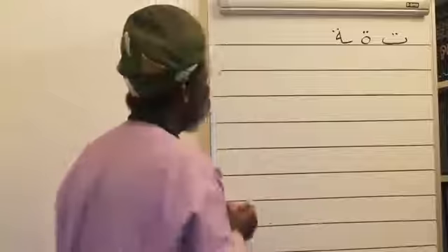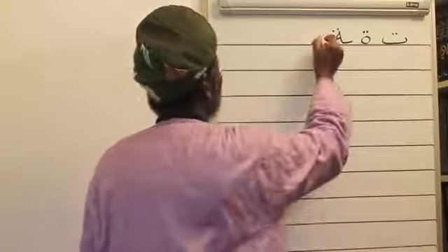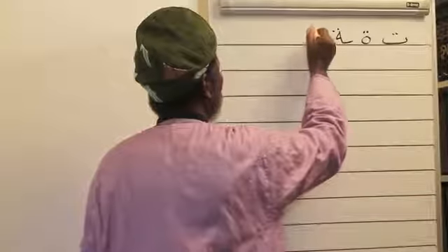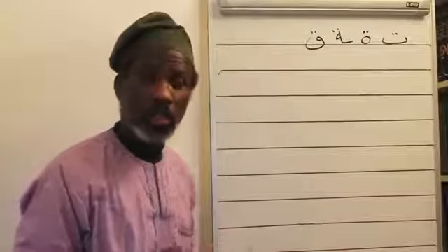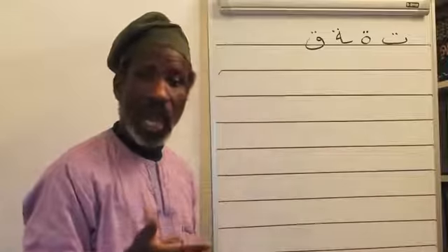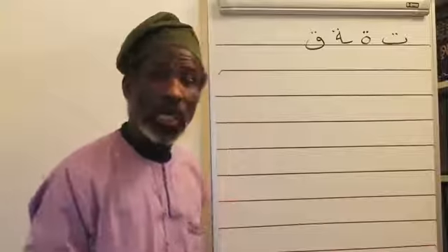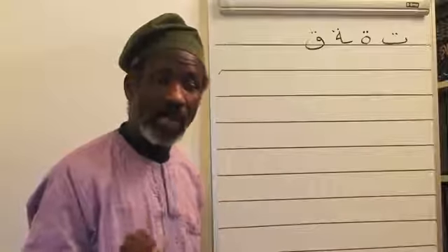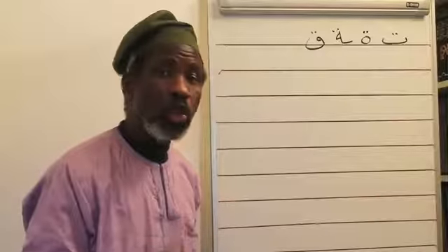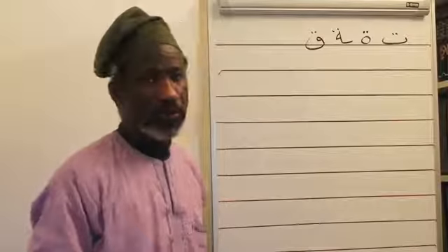Qaf. That's two dots above. Here we are. Qaf also has two dots. Kaf, lam, mim, nun, ha, waw, ya. So there are only two letters in the Arabic alphabet with two dots above the letter.